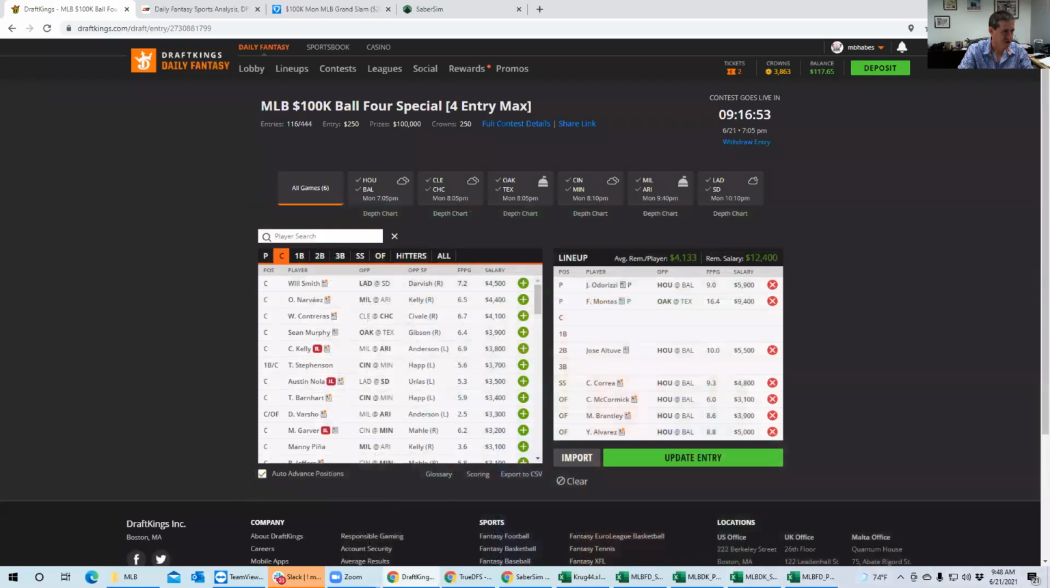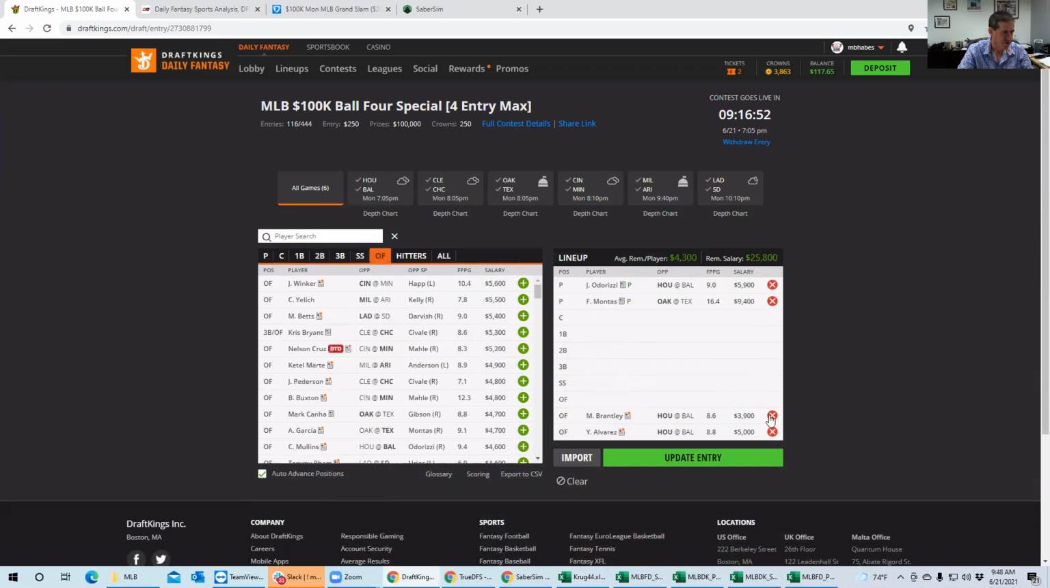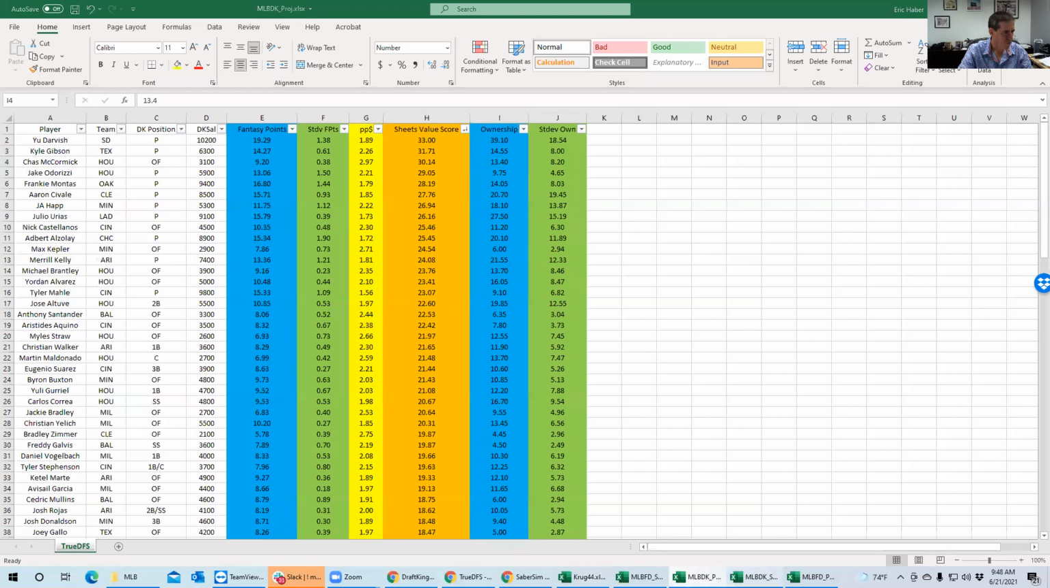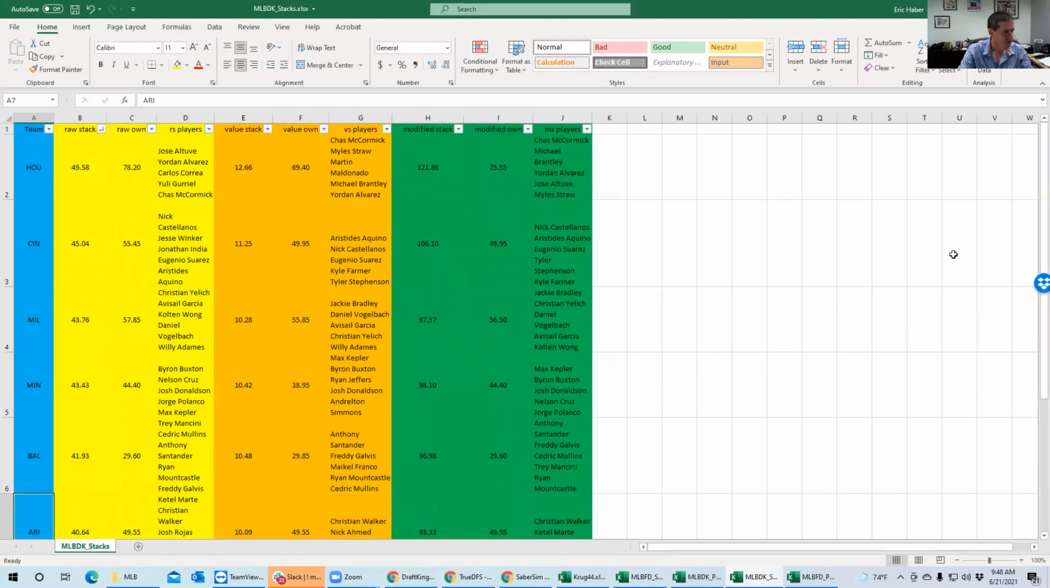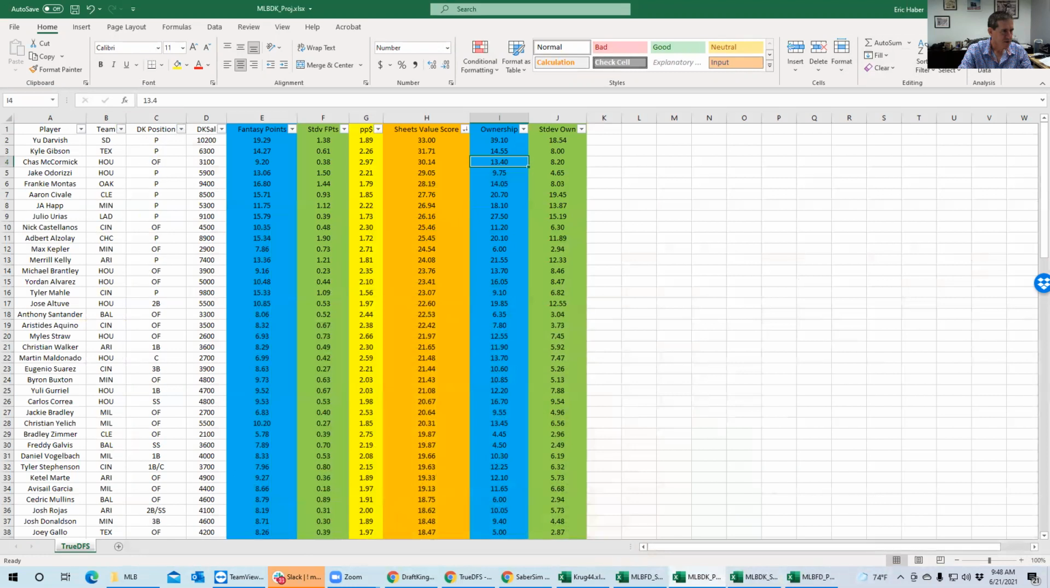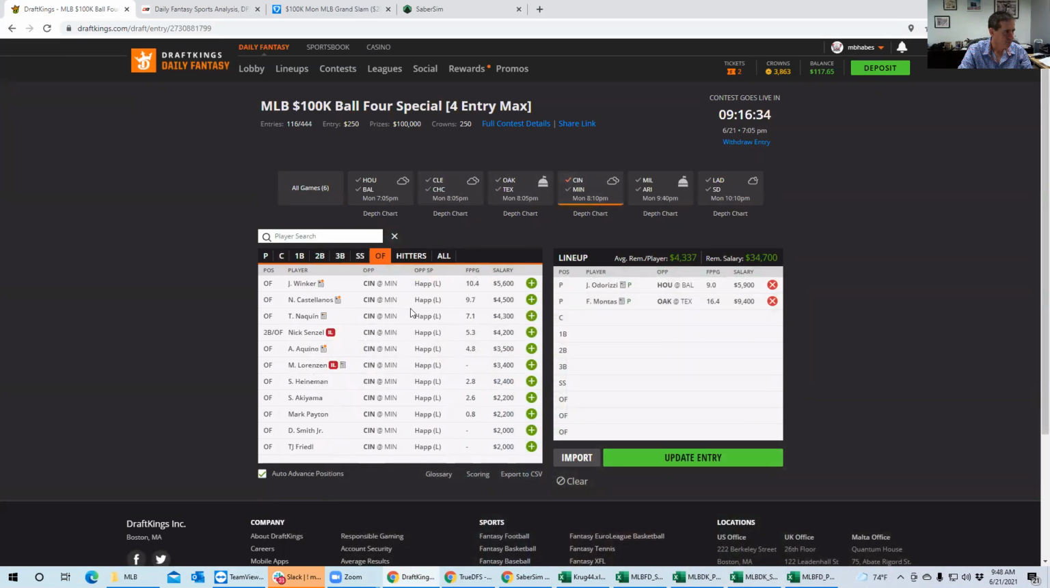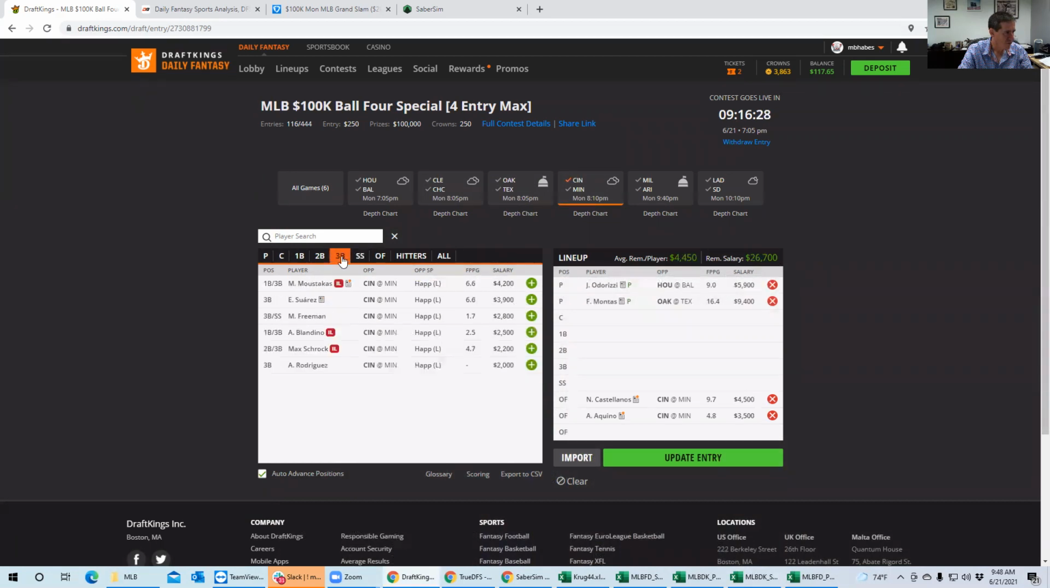Now, just as an example, let me see if it makes any difference whether you play Houston or Cincinnati with respect to what types of guys you get. Let's see. Cincinnati: Castellanos, Aquino, Suarez, Stevenson. See, outfield Stevenson? I don't think so. First base. Whoa, you can get him at catcher? I mean, that's what you want to do, right?